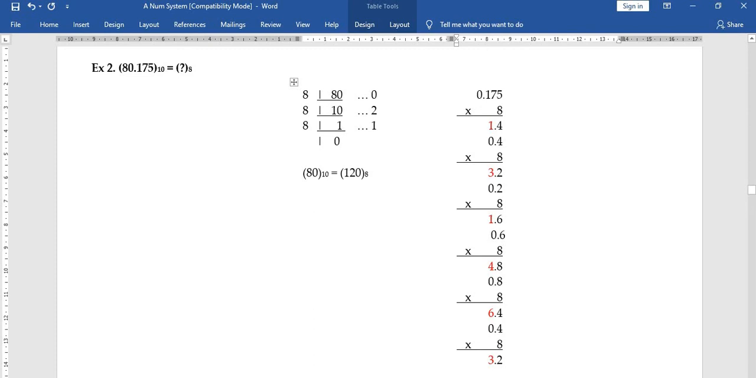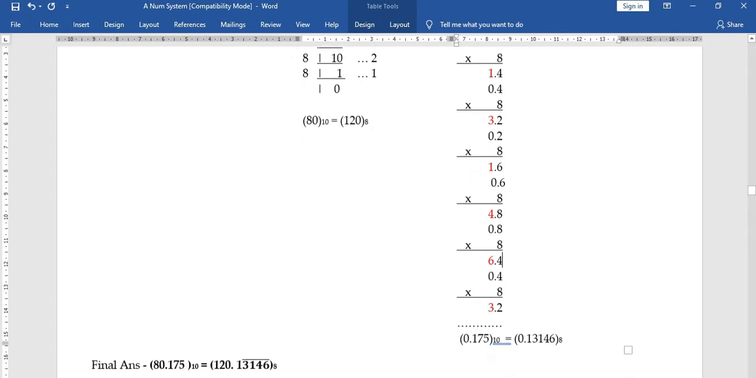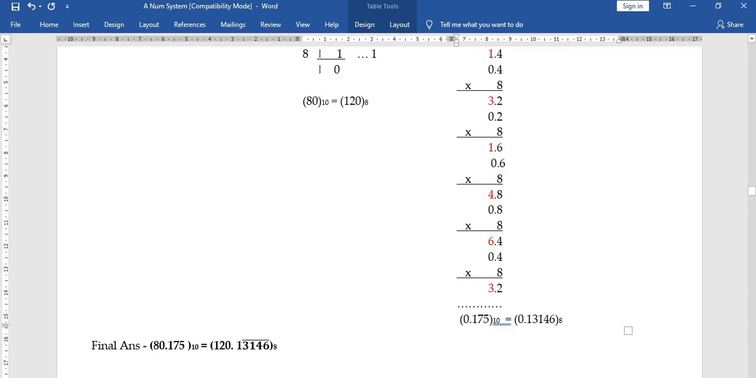You see how the number is getting repeated. Check the products yourself. So 1 has to be taken out, then we get 0.4 into 8. 3 has to be taken out, then we get 0.2 into 8. Then 1 has to be taken out, and the integers are to be considered in top-down fashion. So you will go on getting the numbers repeated because 0.2 will lead to again the same set of numbers coming up. Hence, this will be considered as recursive fractional value. Hence, 80.175 will become 120.1 3146 3146 3146, and as long as you want, you can go on repeating 3146, right?